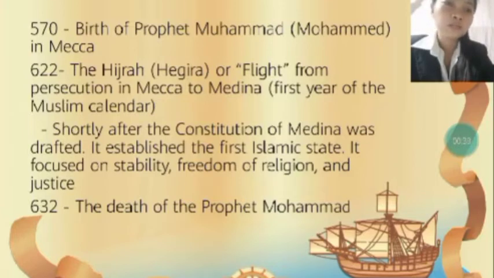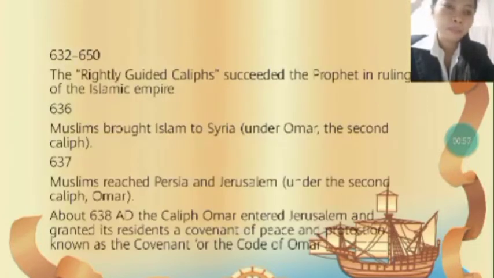Shortly after, the Constitution of Medina was drafted, which established the first Islamic state. It focused on stability, freedom of religion, and justice. And in the year 632 CE, Muhammad died in his mosque at Medina. From 632 to 650, the Rightly Guided Caliphs succeeded the Prophet in ruling the Islamic Empire.